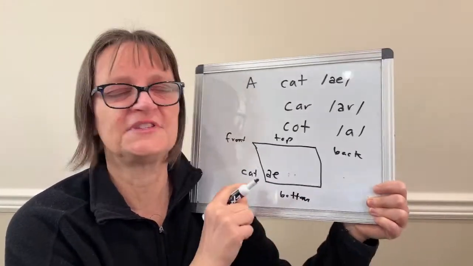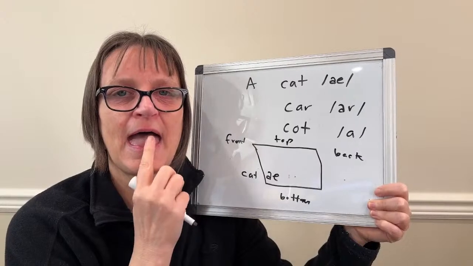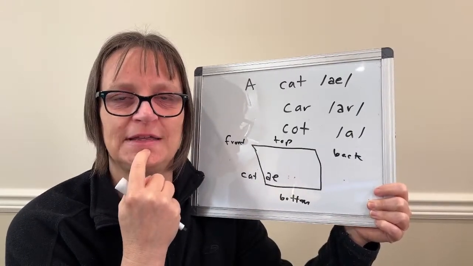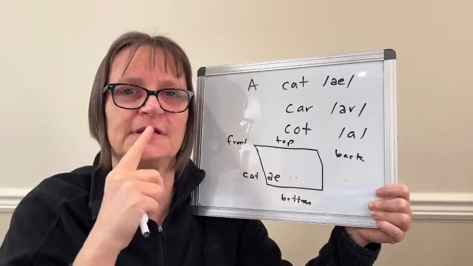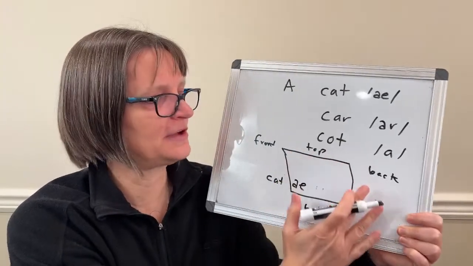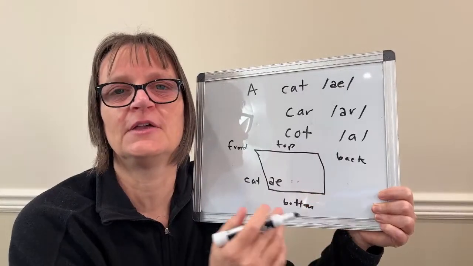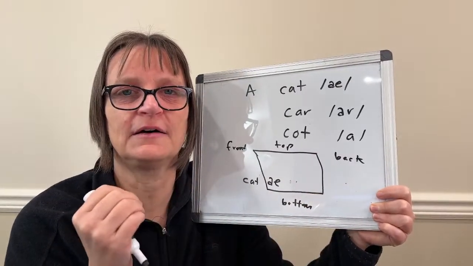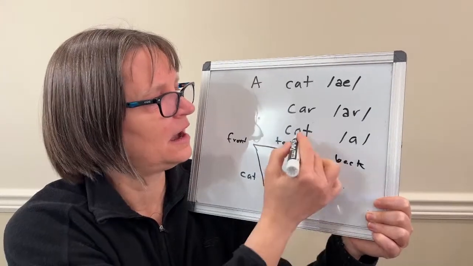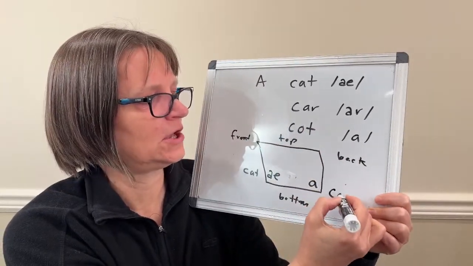And so when I'm saying the ah sound, the front of my tongue is down behind my lower teeth, and the back of my tongue is lifted. So there's space here in the front of the mouth, but the back of the mouth is filled up with my tongue. So one way to feel that is to feel the difference between the ah and the ah that you're talking about in cot.